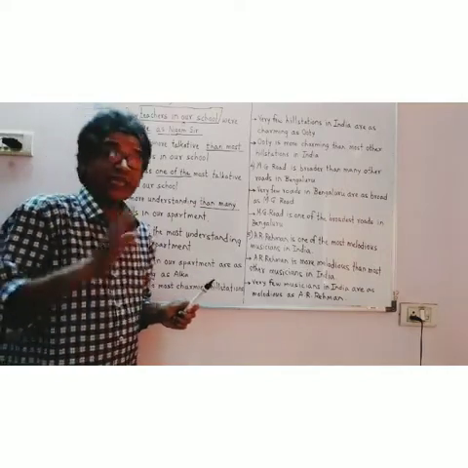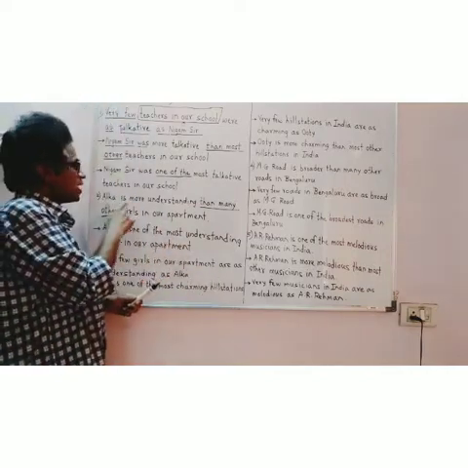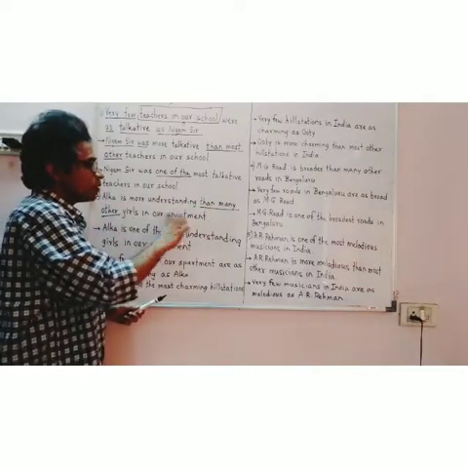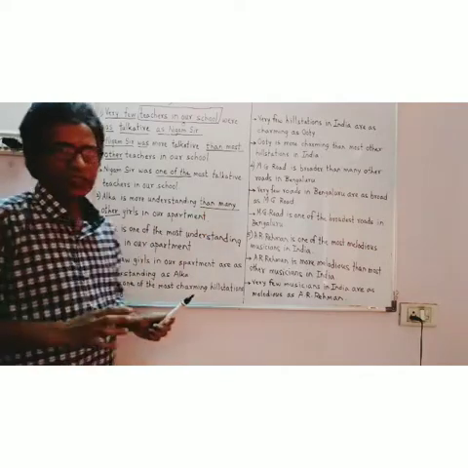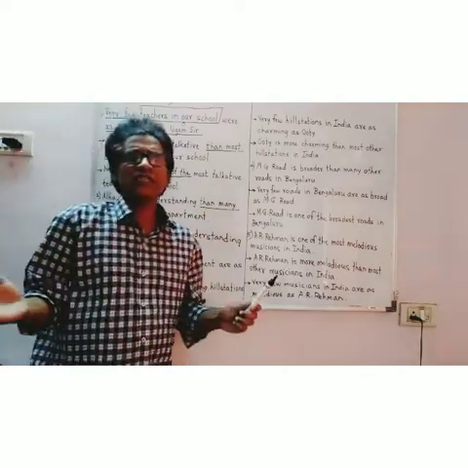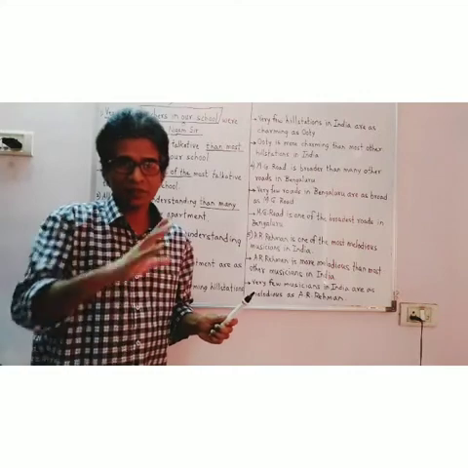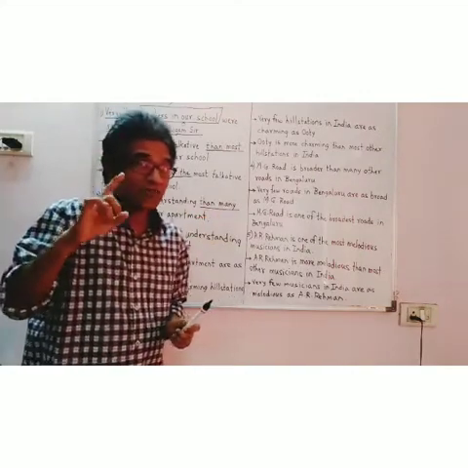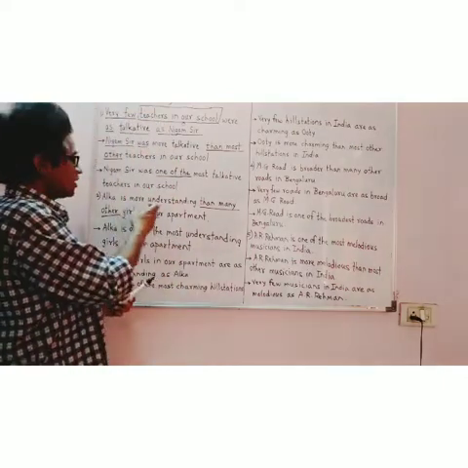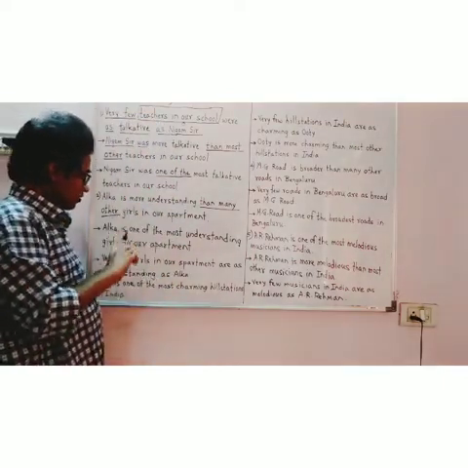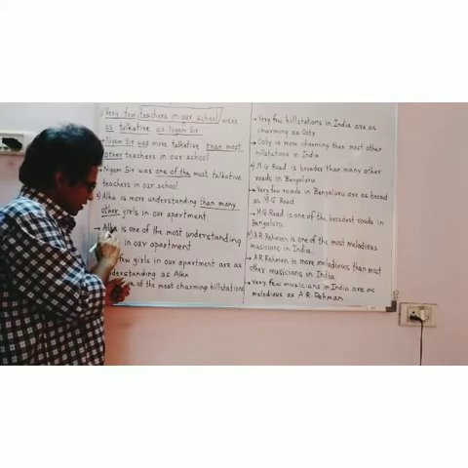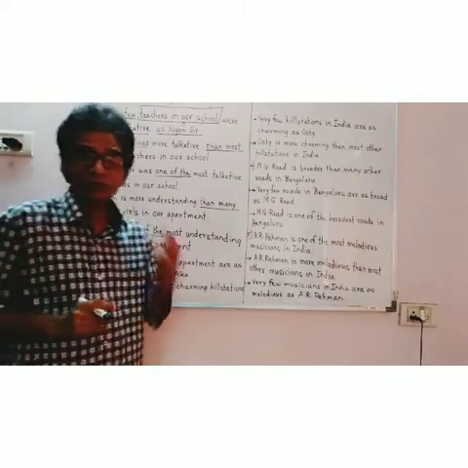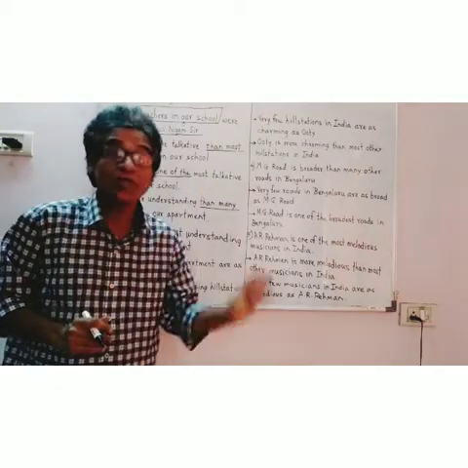We'll take the second example now. Alka is more understanding than many other girls in our apartment. From these words, than many other, you can easily tell that it is comparative degree, because these words are the identification of the comparative degree. So, comparative degree. Now, read this. Alka is one of the. From these three words themselves, you can say this is superlative degree.